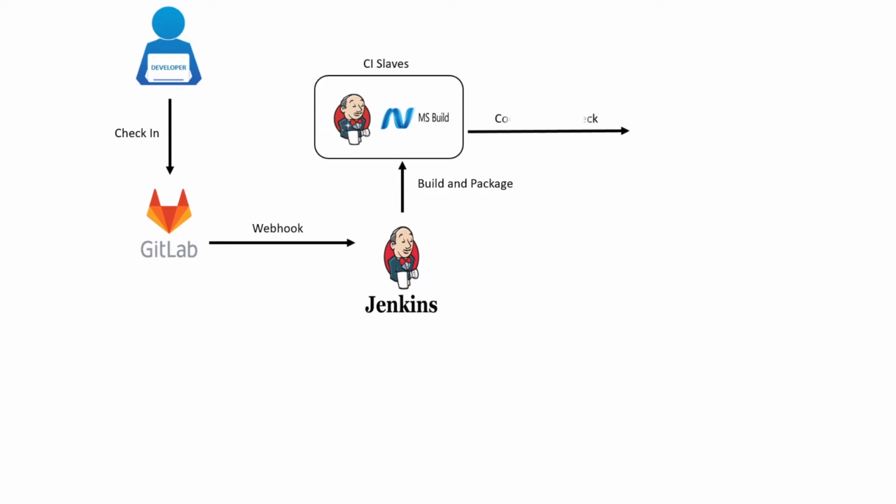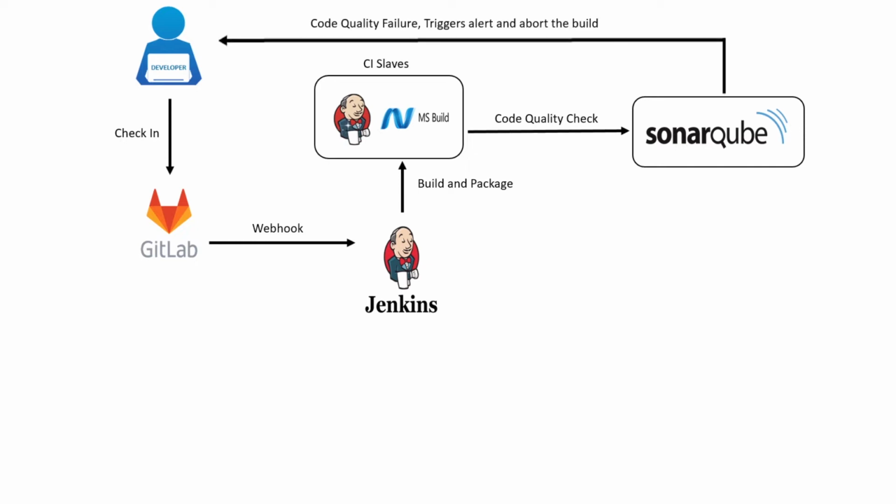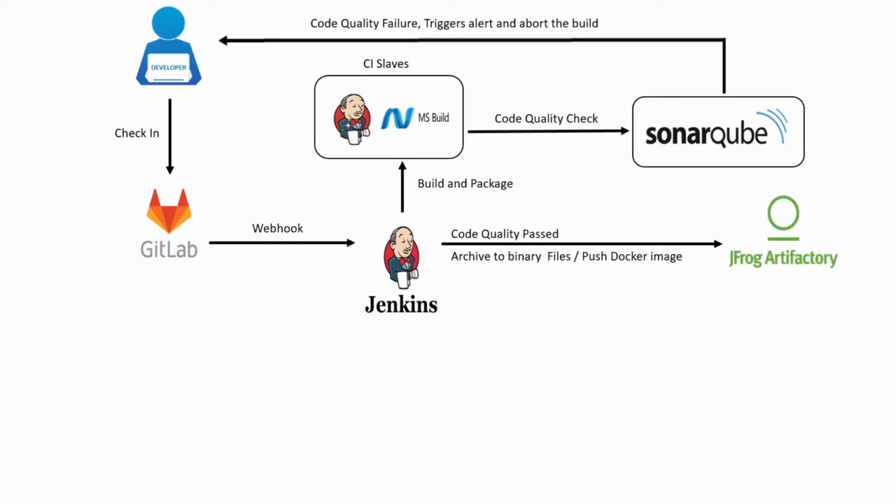In this next stage, Jenkins uses the SonarQube scanner plugin for continuous inspection of code quality to perform automatic reviews with static analysis of code to detect bugs, code smells, and security vulnerabilities. SonarQube offers reports on duplicated code, coding standards, unit tests, code coverage, code complexity, comments, bugs, and security vulnerabilities. When the code doesn't meet the quality standards, an alert mail will be triggered to the development team, and the pipeline will be aborted.